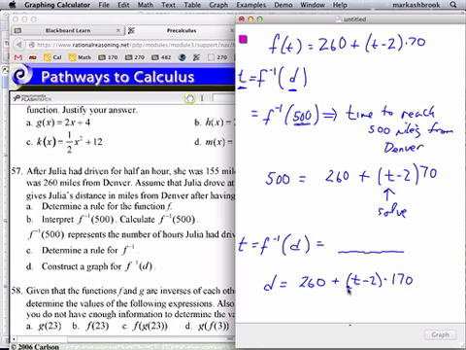Yeah, so we're going to get T by itself. We're going to isolate T, and once we isolate T, we'll have the rule. We'll have a formula. So the first step is subtract 260. Then we're going to divide by 170. And then third step, add 2.